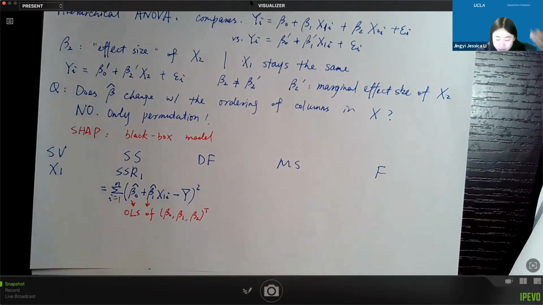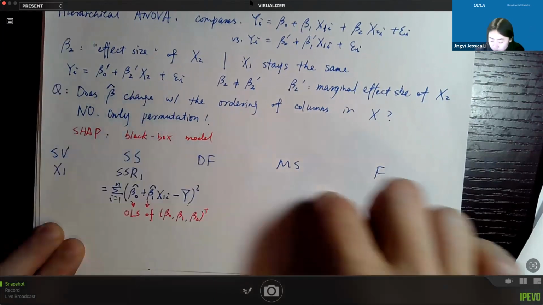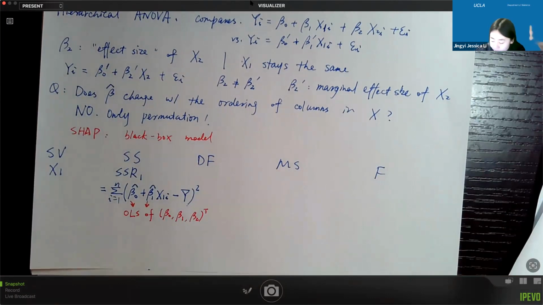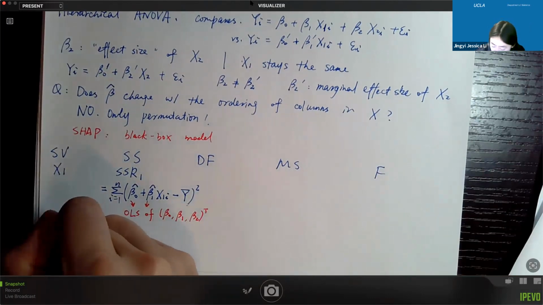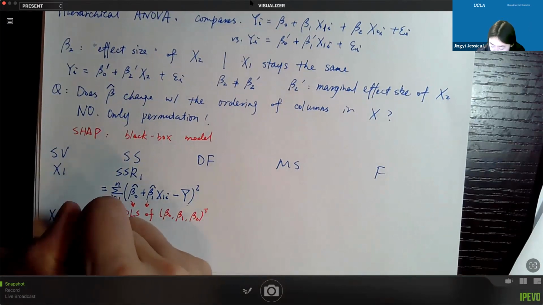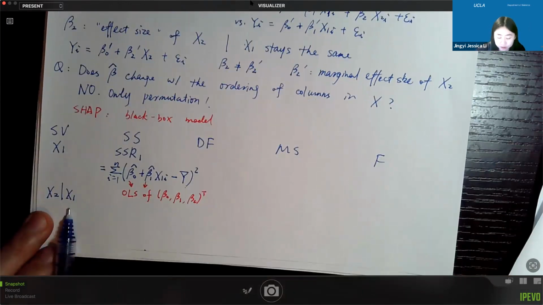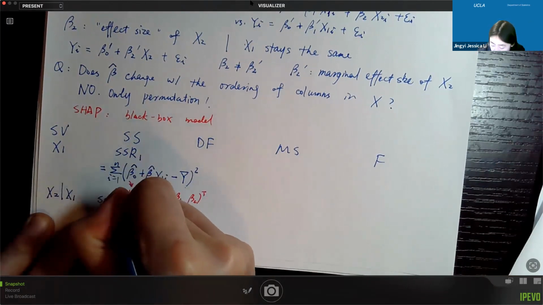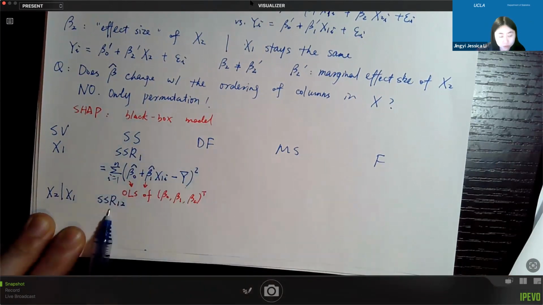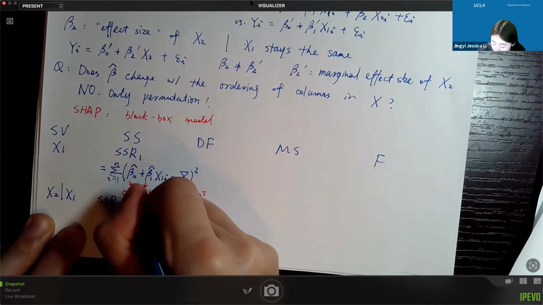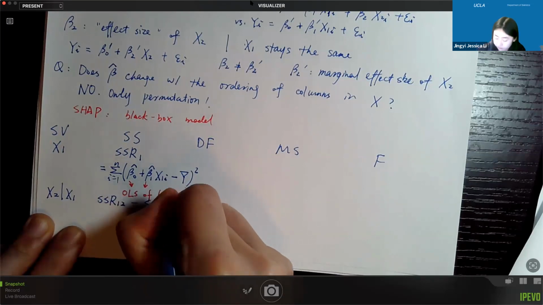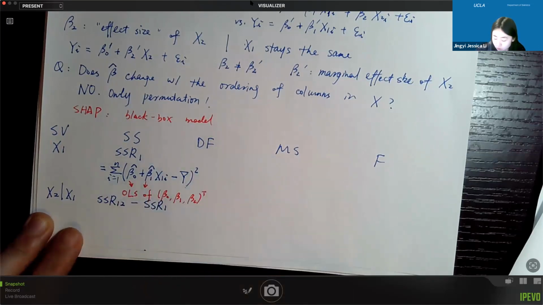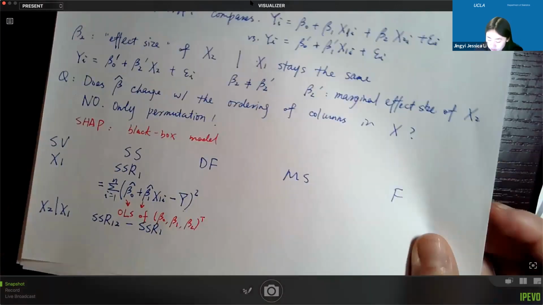And I'll tell you that you will not need to care about the first row so much in the hierarchical ANOVA. So let's continue. x2 given x1. Okay, that's the second source of variation. So here, SS for this x2 given x1 is defined as SSR12, by having both terms in your model, minus SSR1. So here, SSR12, probably I can use another sheet of paper.